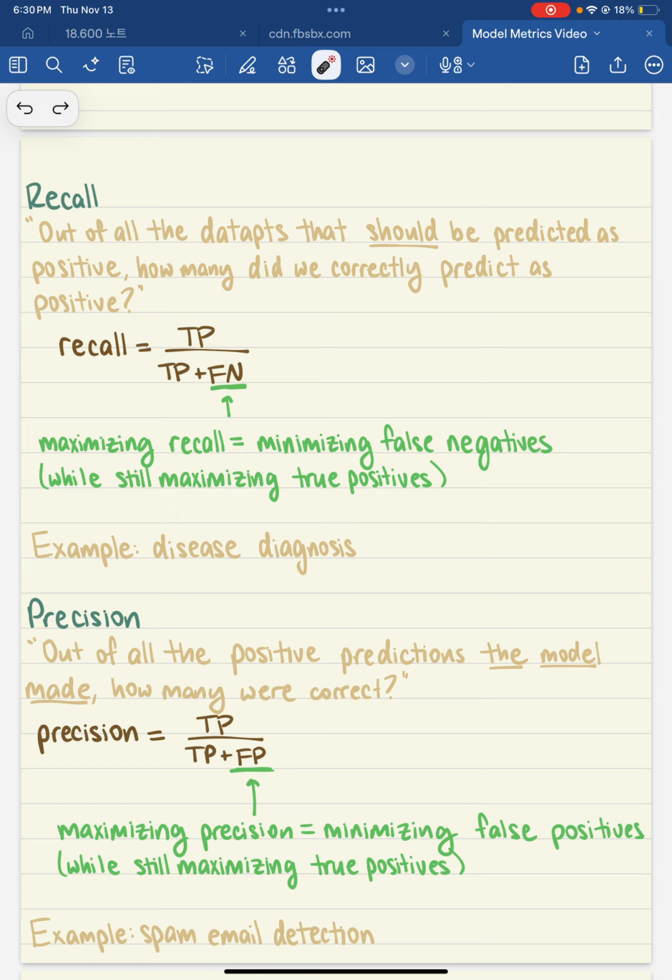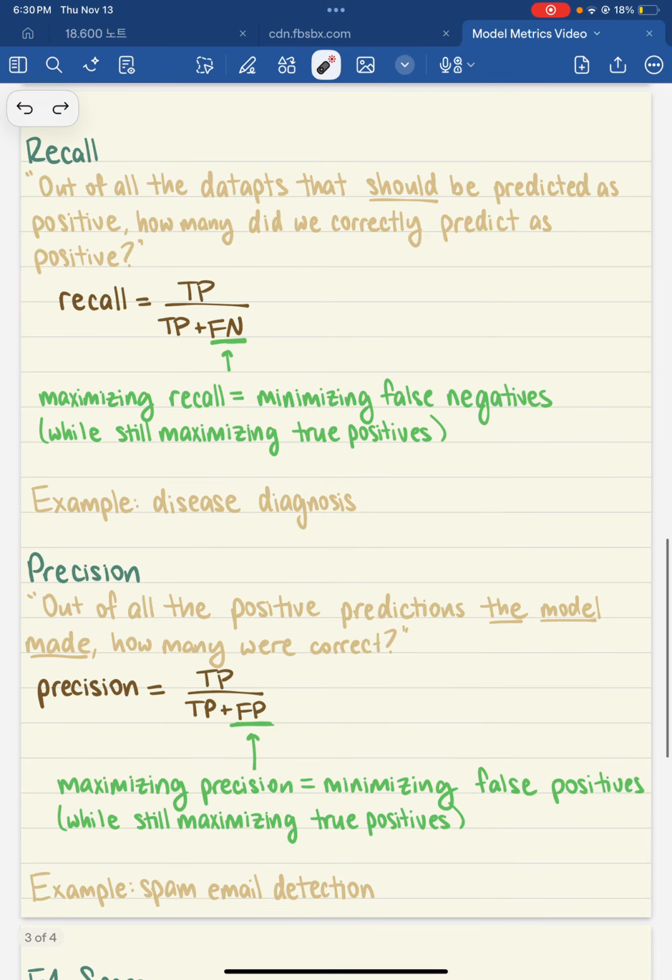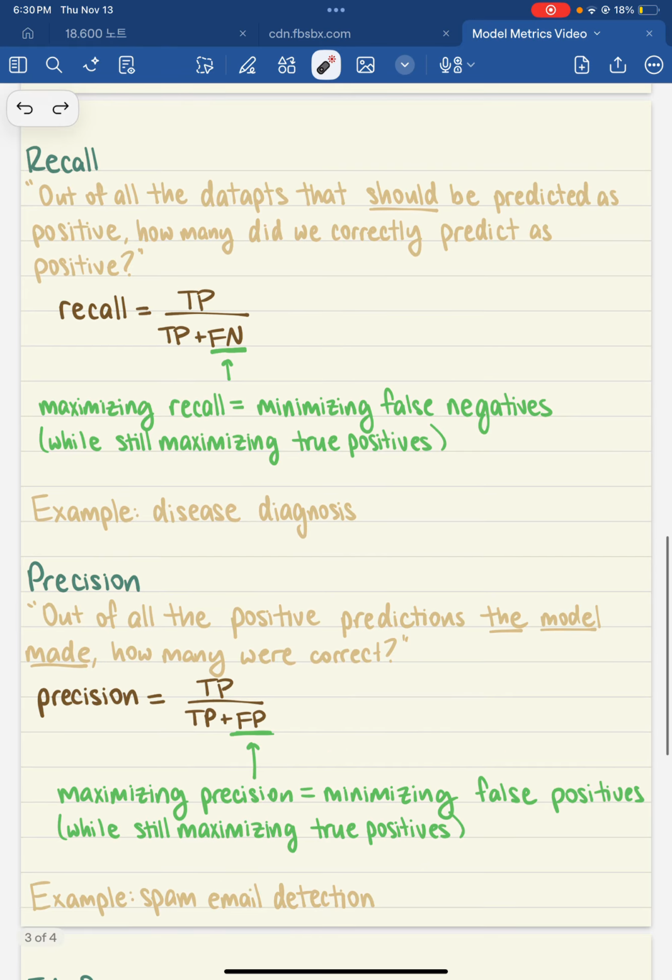But of course, for most problems, you want a balance of both. You don't want really terrible recall, and you also don't want really terrible precision. You don't want a gazillion false positives, which optimizing for only recall might give you. You also don't want a gazillion false negatives, which optimizing for only precision might give you. And so we can balance the two with something called F1 score.